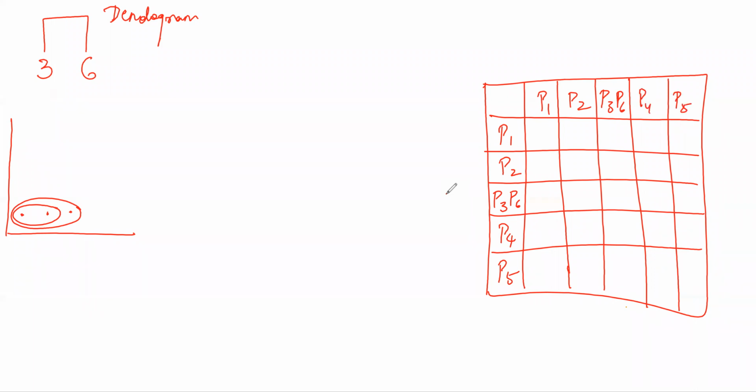Now as I have to identify if there is any other cluster which is close by, I'll be identifying the minimum distance of P3 to P6 with the first point. I will be checking each and every point because I don't know which is close by. So what I'll do is take the minimum distance of P3 to P6, that is from here to P1.